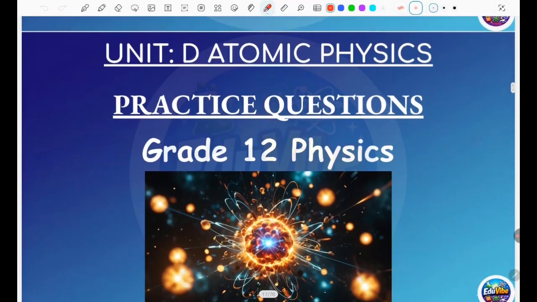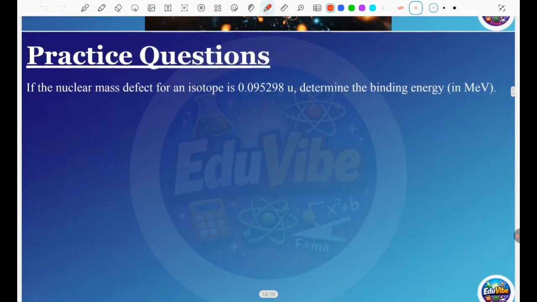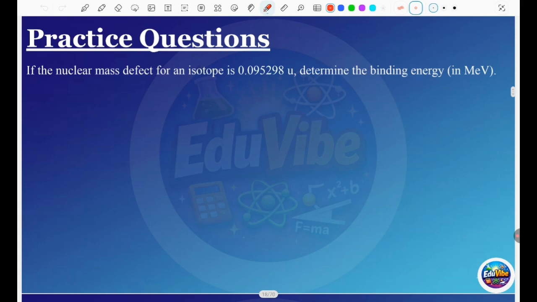In today's lesson, we are moving to the practice questions of atomic physics. As you all know, we completed the atomic physics chapter, and this is the practice questions for the last part of that unit. Then we move on to the diploma questions, and then we officially end this chapter. So let's do some practice questions, starting with the mass defect.